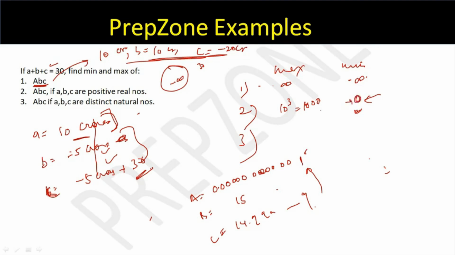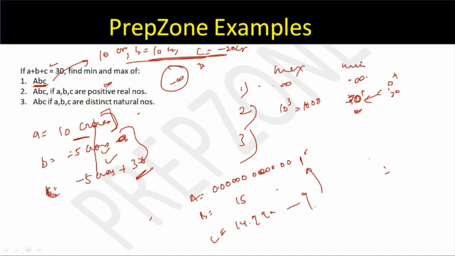Not exactly 0. Of course, it can't be 0 because these are positive real numbers, but it will be just greater than 0. In mathematical terms, 0 plus, or greater than 0, is the minimum value, something like 0.00001. That is what it will be if this is the question.